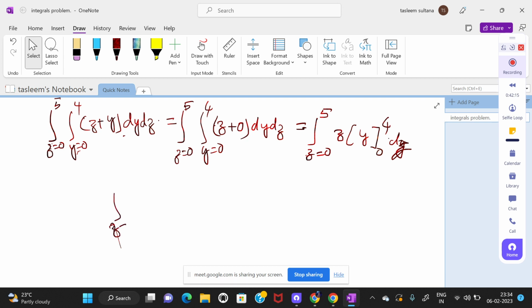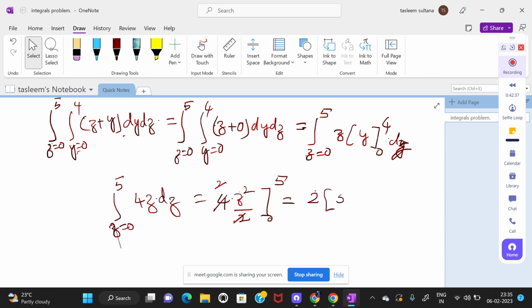Integrating z from 0 to 5, 4z into dz is equal to 4 into z square by 2, limits from 0 to 5, which is equal to 4 twos are 2 into 5 whole square. 5 whole square is 25. 2 into 25 is equal to 50. Make this your equation number 2.